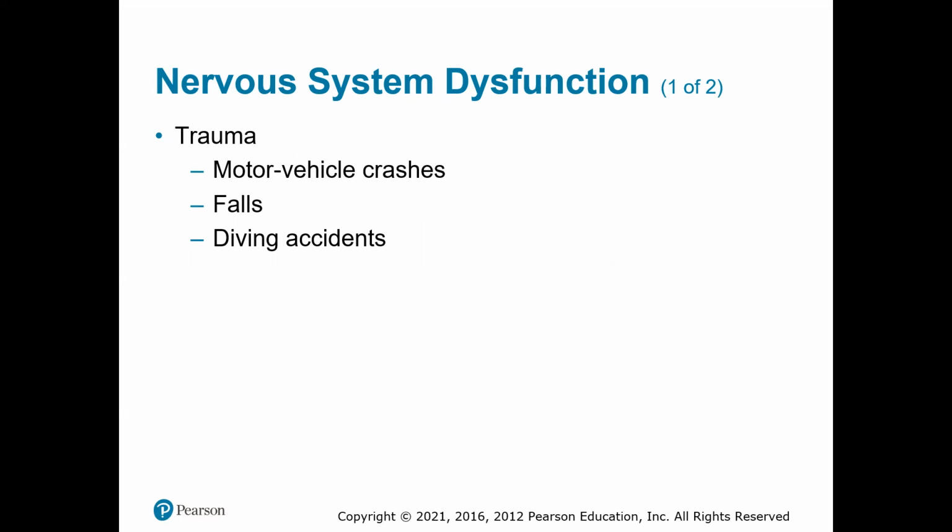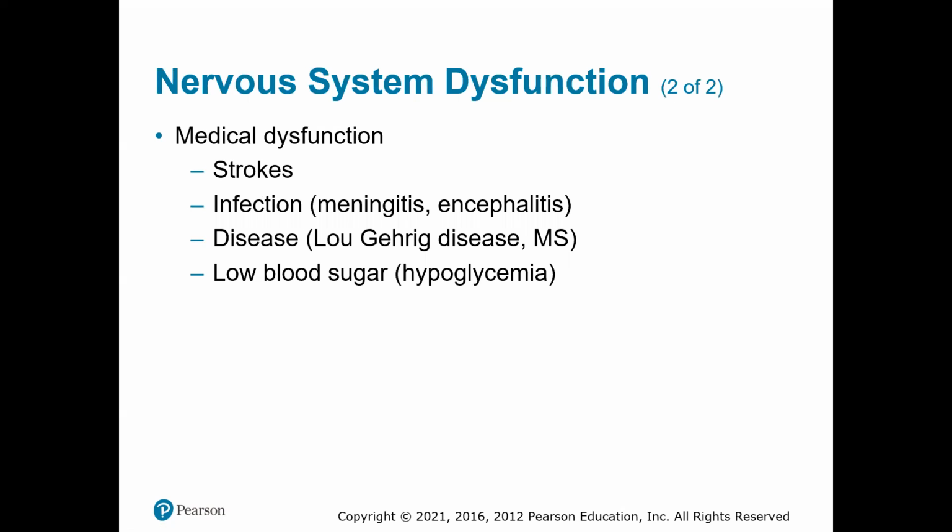Nervous system dysfunction can be from different traumas, motor vehicle crashes. You'll learn more about reading or interpreting mechanism of injury, depending on the motor vehicle crash, depending on the height of the fall or how the person landed, and then diving accidents, hitting their head at the bottom of a shallow pool. This can all cause nervous system dysfunction.